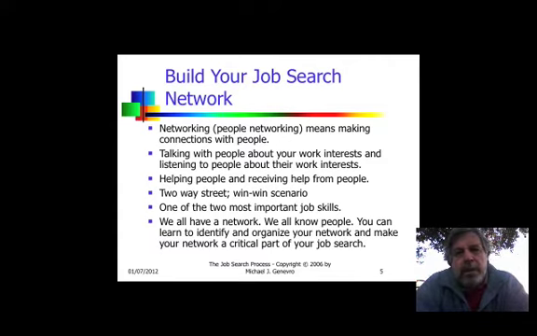And networking means, I'm going to use the word using that network, but it's not using the people. It's making use of those contacts to help you in your job search, to help you in making connections with employers, to help you in learning about potential jobs and potential workplaces.